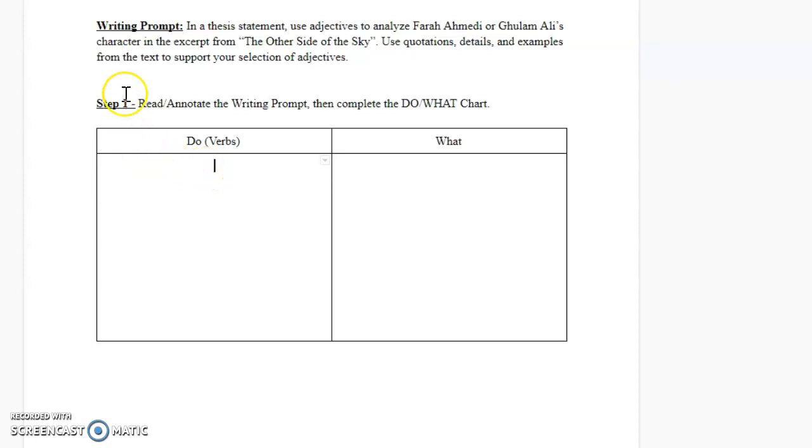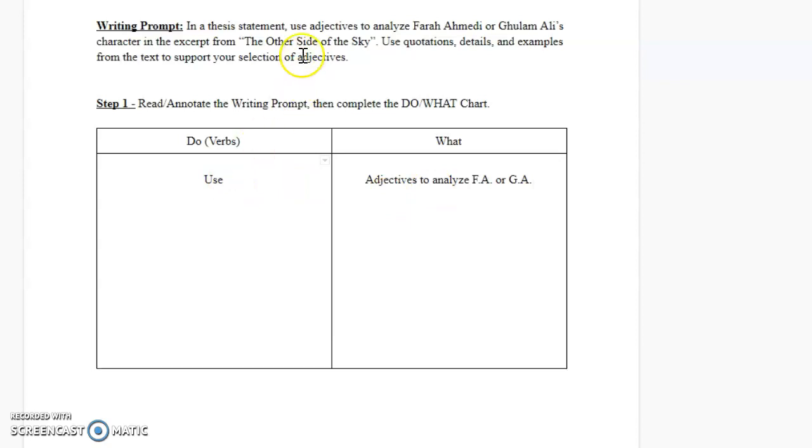So let's read over the writing prompt again. In a thesis statement, use adjectives to analyze Farah Ahmadi or Ghulam Ali's character in the excerpt from The Other Side of the Sky. First sentence. The very first verb in a thesis statement, use. This is what you have to do. This is the verb. You have to use. What do you have to use? Well, you have to use adjectives to analyze Farah Ahmadi or Ghulam Ali. I wrote it out as initials just so that you guys understand that. Okay, that's the first one.